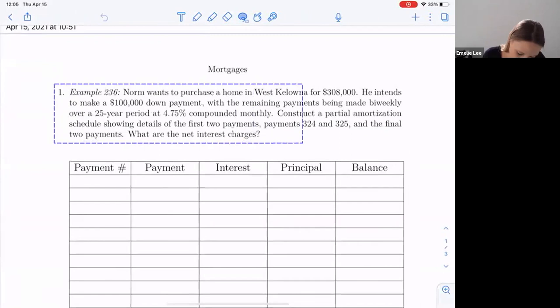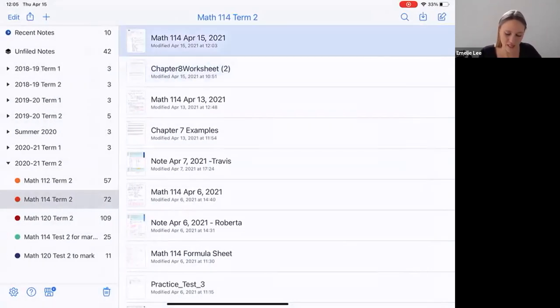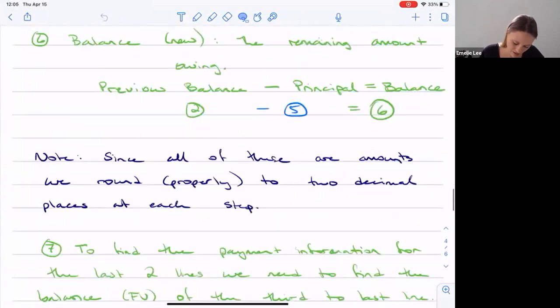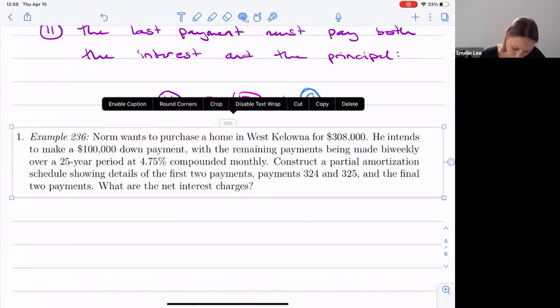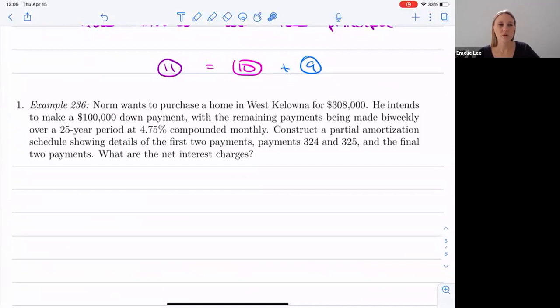Okay, so here's the problem that I want to work through, and then the table that we have to fill in. So let's read the problem first and see how it goes. I've just taken it from the textbook. Norm wants to purchase a home in West Kelowna for $308,000. Cute. I don't think he can find one, but he wants to, so fine. He intends to make a $100,000 down payment. Okay, so the house itself he's buying for $308,000, but he's making a down payment, which you don't have to borrow, right? You're just paying that off right away, with the remaining payments being made bi-weekly over a 25-year period at 4.75% compounded monthly.